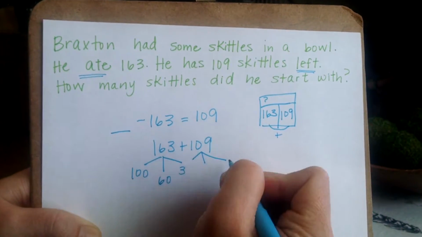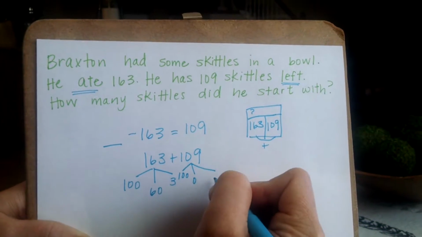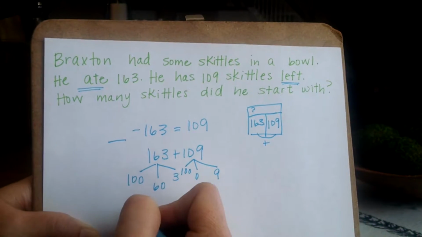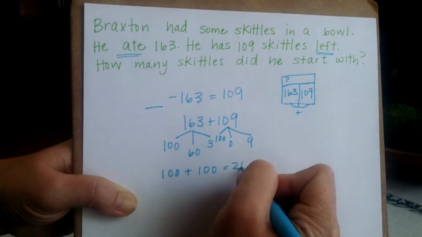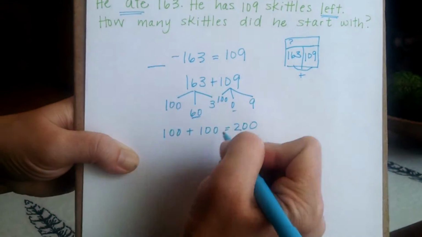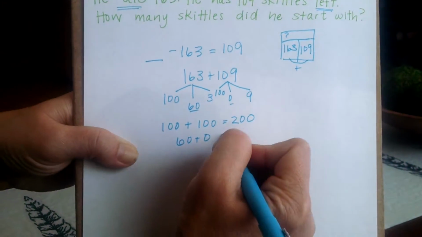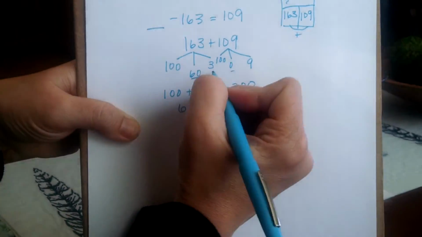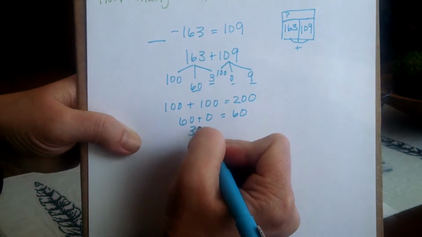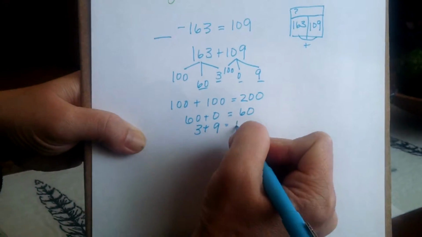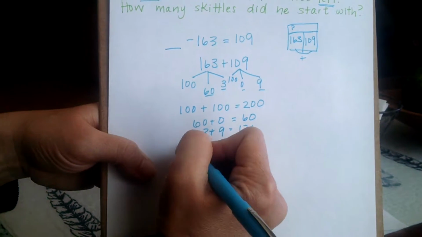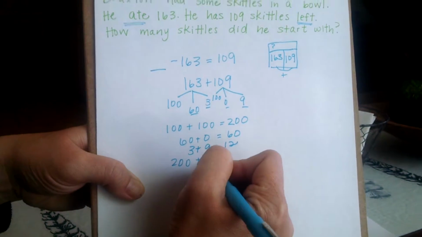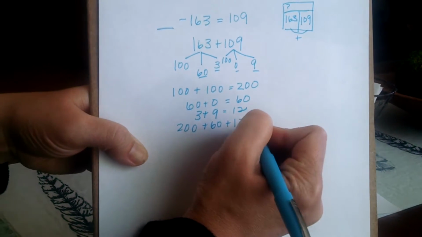163, 100, 0, and 9. So the first thing they're going to do is do 100 plus 100 equals 200. And then they're going to do the tens. 60 plus 0 equals 60. And then they're going to do the ones. 3 plus 9 equals 12. So then they're going to want to add these three numbers together. 200 plus 60 plus 12.